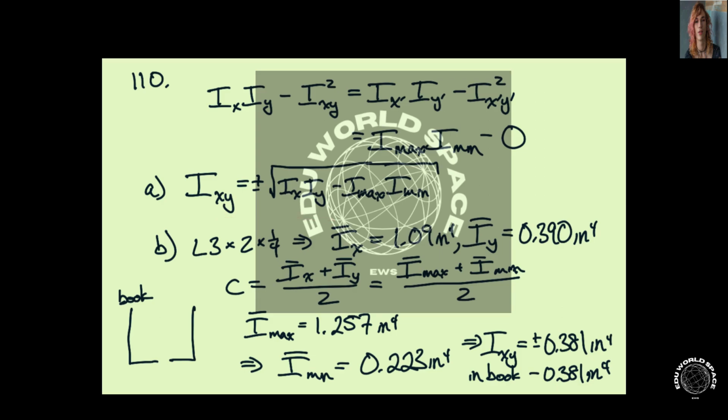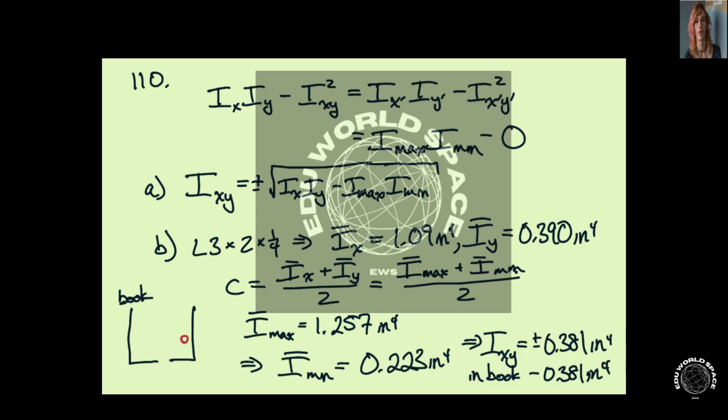Ixy is either plus or minus 0.381 inches to the fourth. And depending on how this thing is oriented, it could be plus or could be minus. In the book, it's oriented like this. So here's our axis, and it's oriented like this. And we can see that it would be the minus one because most of the area is in the second and the fourth quadrants here.